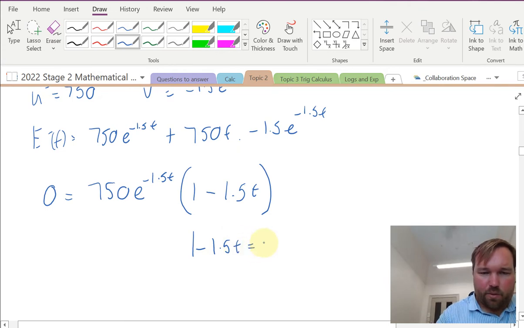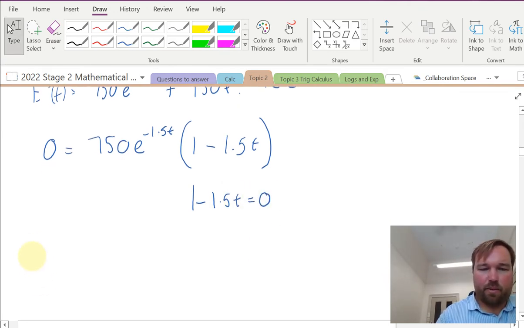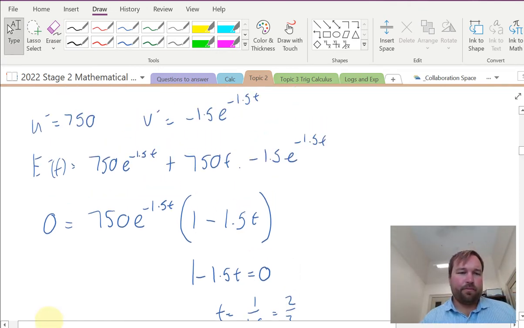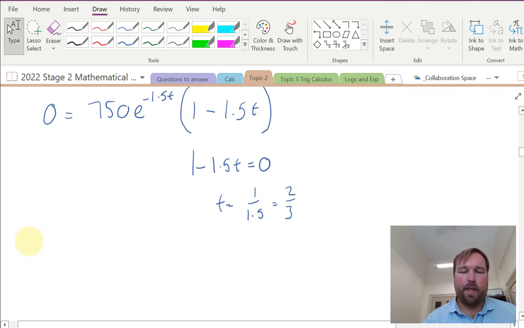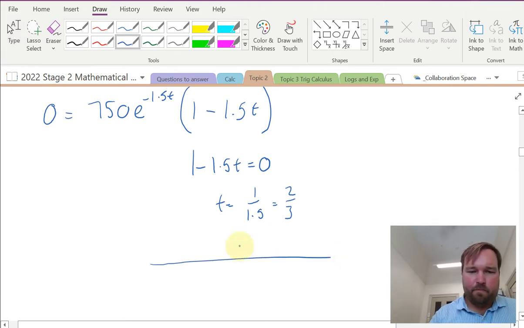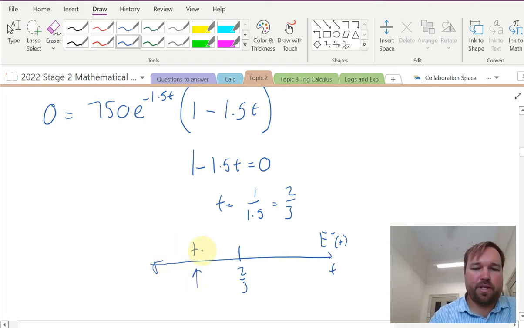1.5 t equals 0. Take 1, divided by 1.5. T is 1 over 1.5, or another way of looking at that is 2 on 3. That will be the time where it's maximum, and we can check that by doing 2 on 3, sub in 0, and we're going to get a positive, sub in 1, and we're going to get a negative.